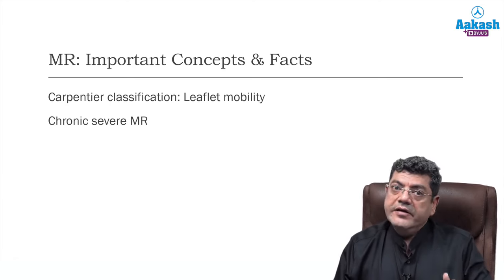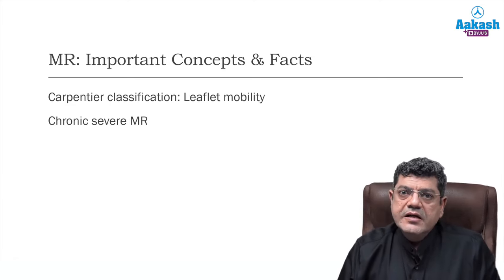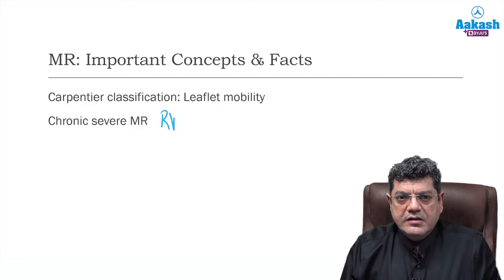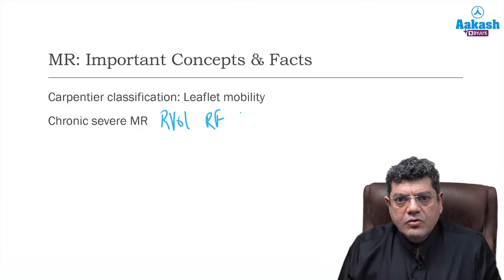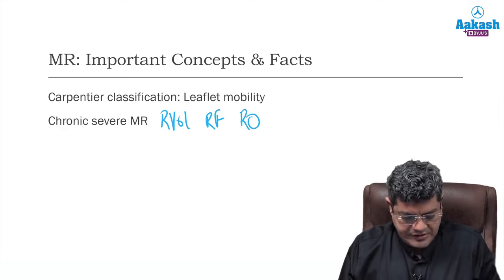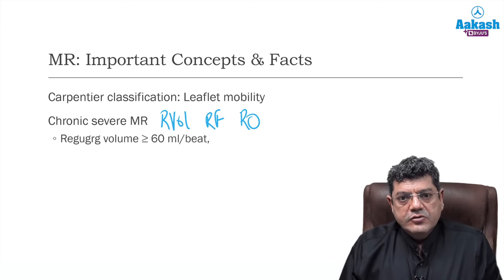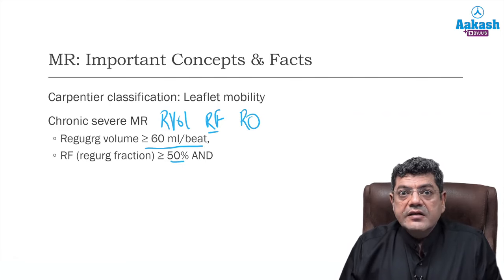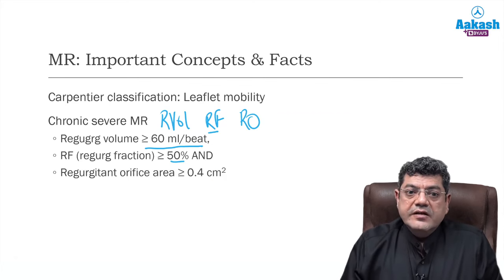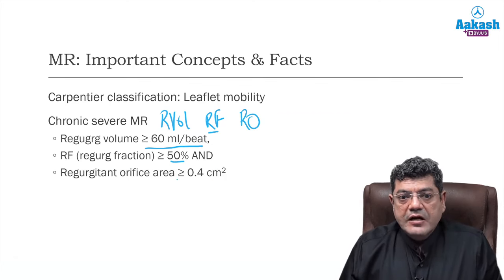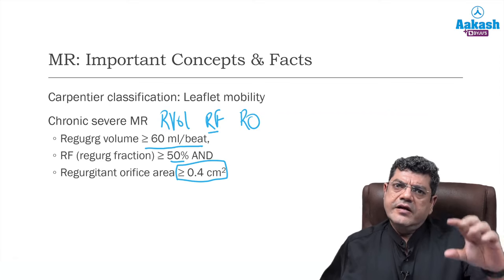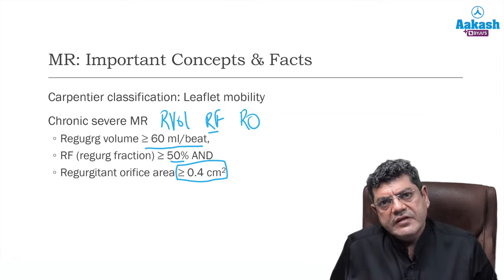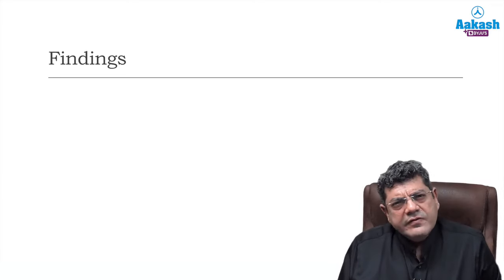So, there are 3 criteria, and all 3 of those must be satisfied. Those 3 criteria are the regurgitant volume, the regurgitant fraction, and the regurgitant orifice, right? So, when the regurgitant volume is 60 ml or more per beat, when the regurgitant fraction is more than 50%, and the effective regurgitant orifice area is 0.4 square centimeter or more. So, when all those 3 together are satisfied, you can label your patient as having chronic severe MR. Okay, what are the findings that you will see?